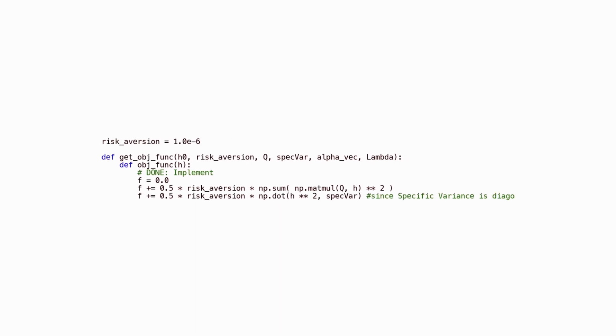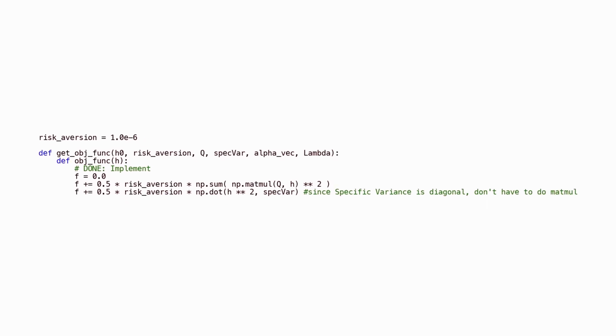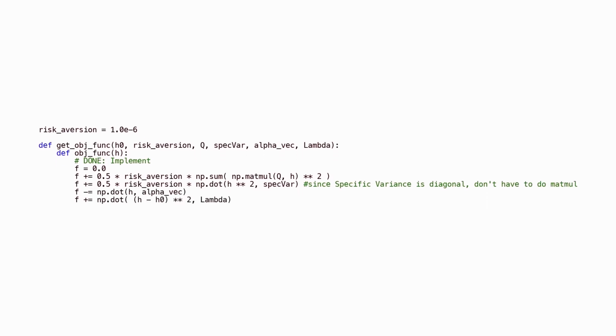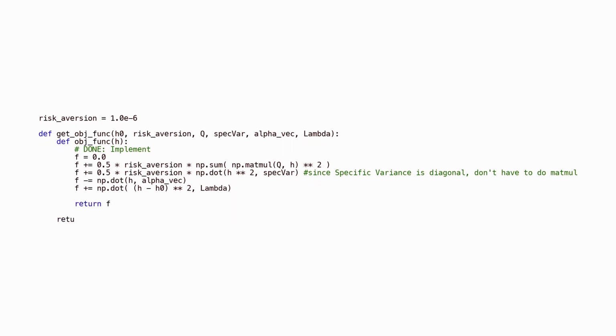The objective function is then calculated by adding together different components, including the squared matrix multiplication of q and h, the squared element-wise multiplication of h and specific variance, a dot product of h and the alpha vector, and the squared element-wise difference between h and h0 multiplied by lambda. The risk aversion is used to weight the different components, with a smaller value indicating a lower risk tolerance. Finally, the complete objective function is returned to be used in the optimization process.